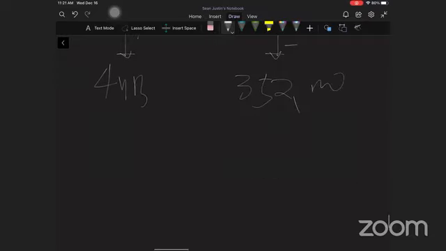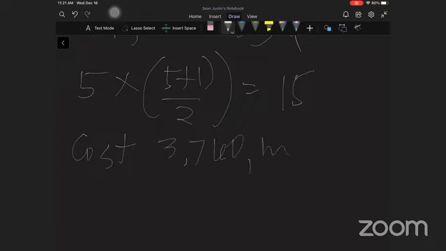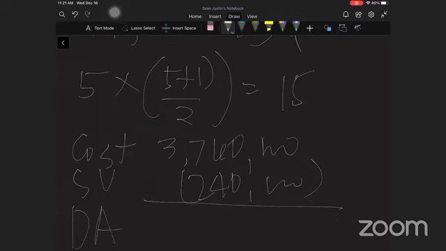Okay, let's compute. Sum of years digits, so 5 years: 5 times 5 plus 1, divided by 2, that is 15, the denominator. You have the cost of 3,760 minus the salvage value of 240,000. That's 3,760 minus 240, so the depreciable amount is 3,520.